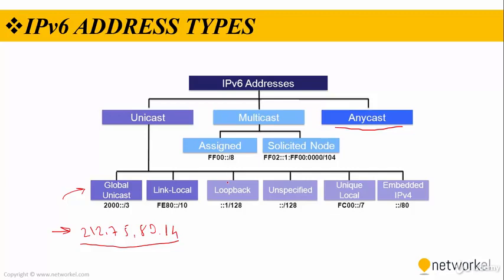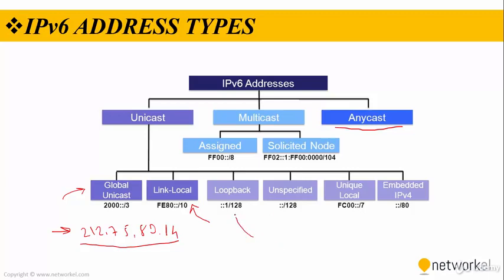And third, let's take a look at the IPv6 link local. These addresses are similar to IPv4 APIPA addresses used by the computers running Microsoft Windows. Hosts on the same link use these automatically configured addresses to communicate with each other.